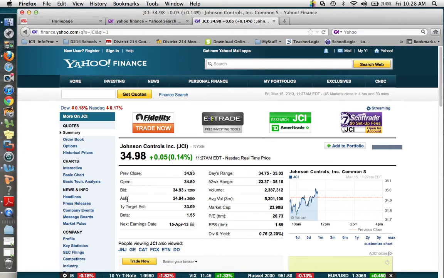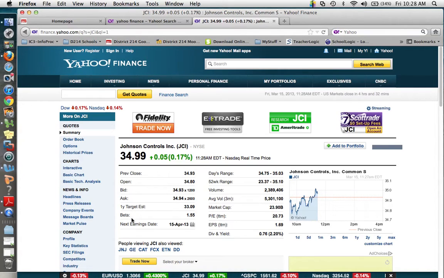The bid and the ask: the bid price is the highest price at this moment that people are willing to buy the security for, and the ask price shows you the lowest price at which people are willing to sell the security. So then there's a spread between them, and this spread is an interesting number to watch and observe.